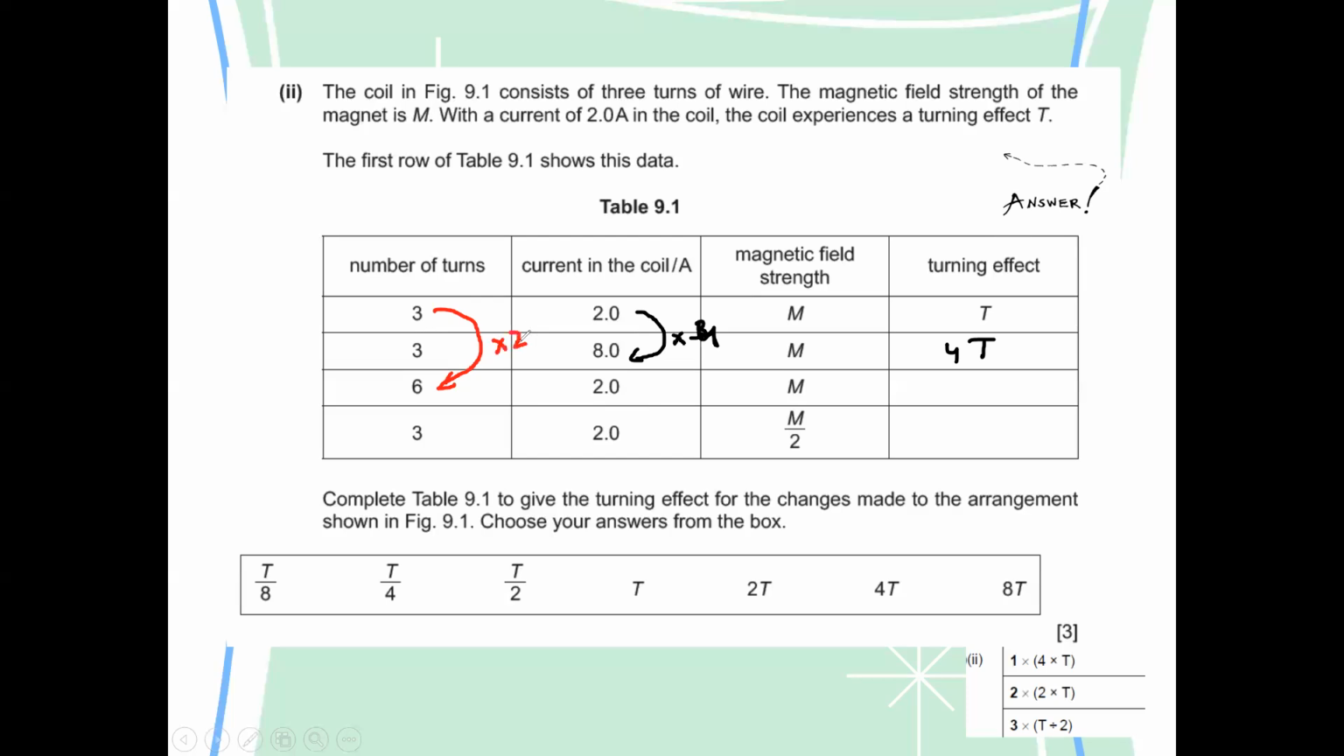So we double the number of turns. As a result, when we double the number of turns, what will happen? The rotation of the coil will also be double.